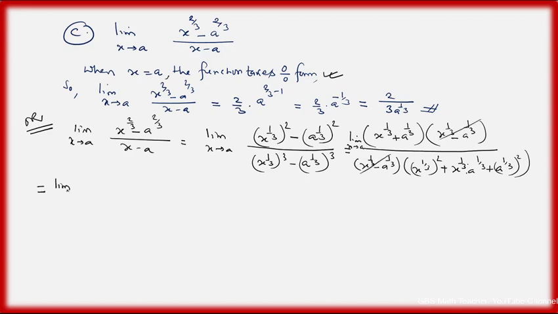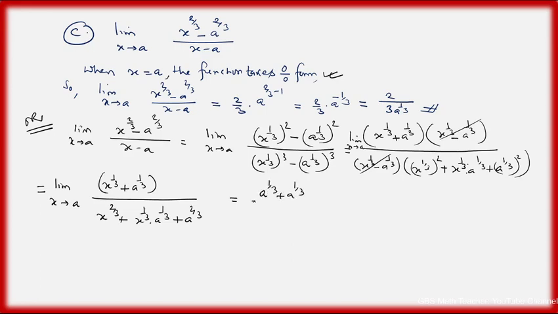You can write limit x tends to a, x to the power 1 by 3 plus a to the power 1 by 3 whole over x to the power 2 by 3 plus x to the power 1 by 3 times a to the power 1 by 3 plus a to the power 2 by 3. Then we can apply the limit now. Yes, in positive form we can apply. So while applying the limit, dear students, you will get a to the power 1 by 3 plus a to the power 1 by 3 in the numerator, and a to the power 2 by 3 plus a to the power 1 by 3 times a to the power 1 by 3 plus a to the power 2 by 3.